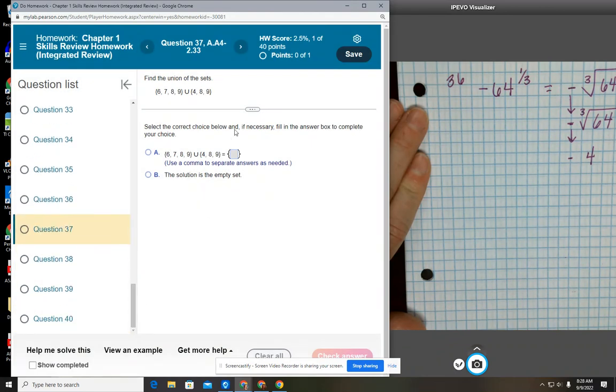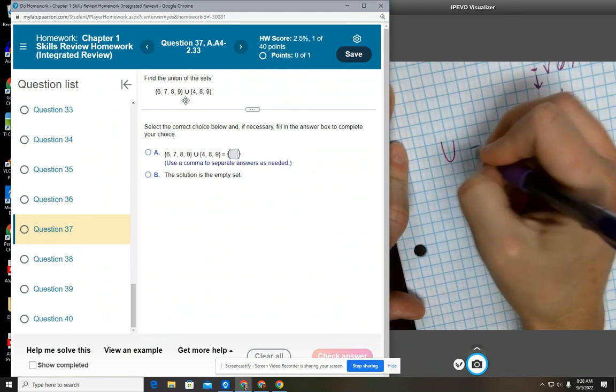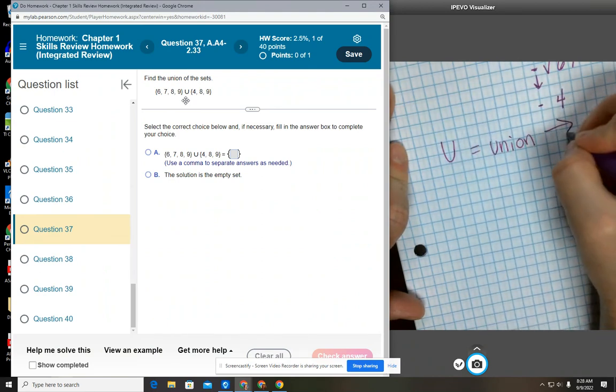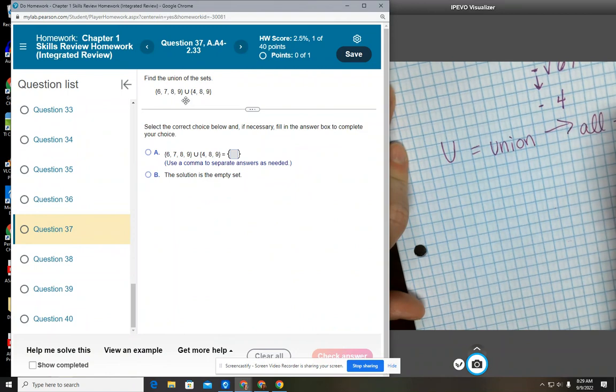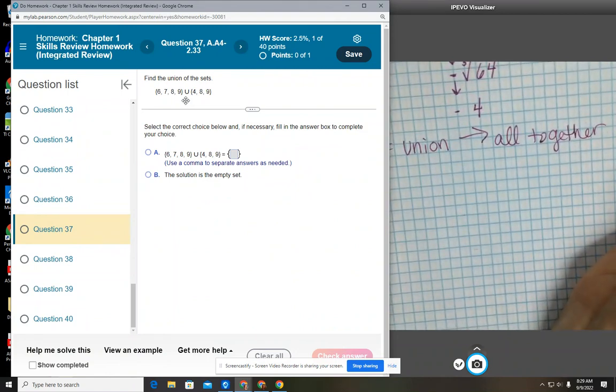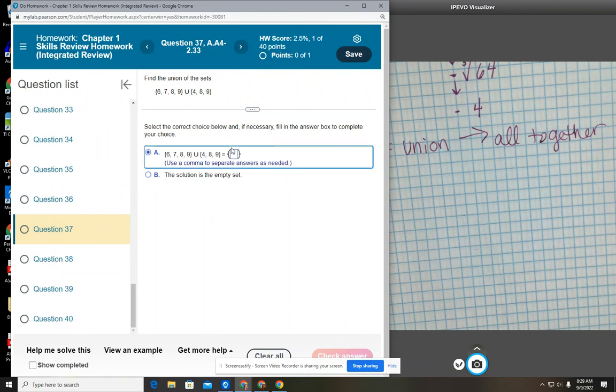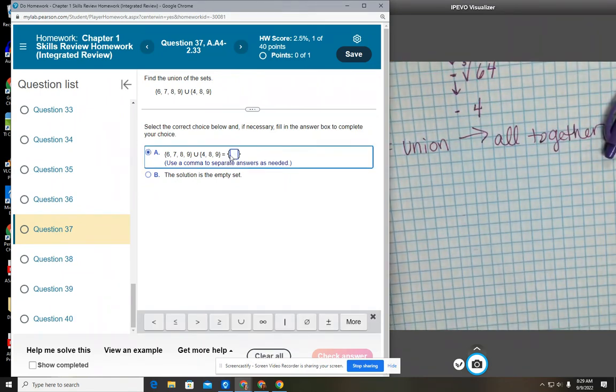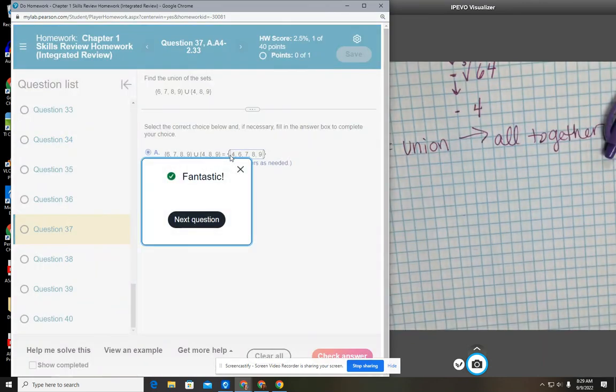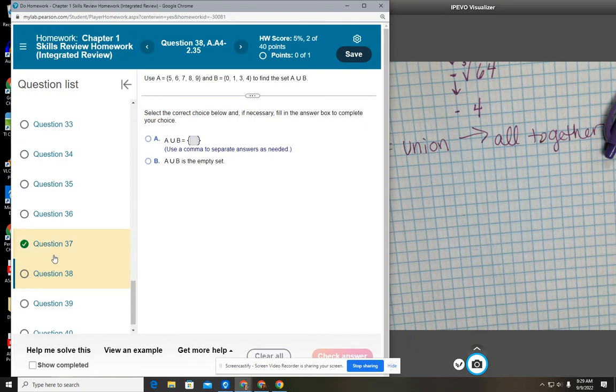Okay, the union of sets means them together. U means union. All together. So that means I'm going to write all of them, and you don't have to repeat them though. So 4, 6, 7, 8, 9. I don't have to repeat the 8. Okay, so that's another one. Union. So you put them together. Don't repeat.